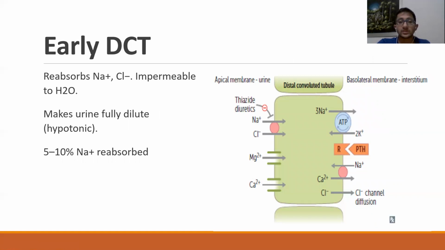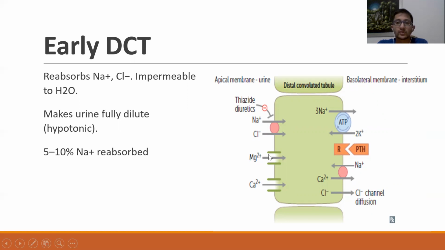If we move on now to the early distal convoluted tubule, again, there is another 5 to 10% of sodium and chloride reabsorbed. It's once again impermeable to water. Don't worry, the collecting tubules are permeable to water, but we'll come to that in the second part of the nephrology lecture. And this makes the urine fully dilute and hypotonic because there's a further amount of ions that are reabsorbed and water is not leaving. So if only ions are leaving, then the urine is naturally becoming hypotonic.